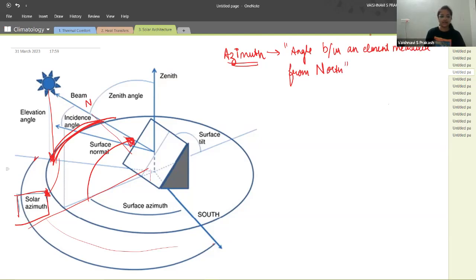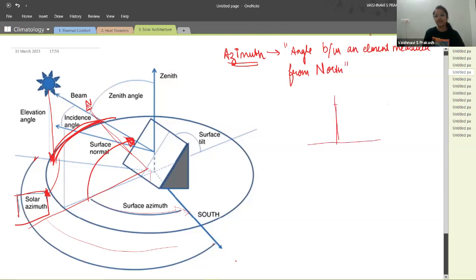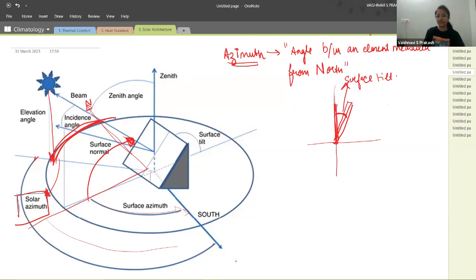Okay, here they've taken the southern hemisphere, so they have a surface azimuth or the wall azimuth with respect to south. But in the northern hemisphere, we take it with respect to north. Surface tilt, again here, if there is a plane and the wall is straight, then the surface tilt is 0 degrees. But if say the wall is inclined, then this is known as a surface tilt. Surface tilt is with respect to the perpendicular, not the horizontal plane. Okay.